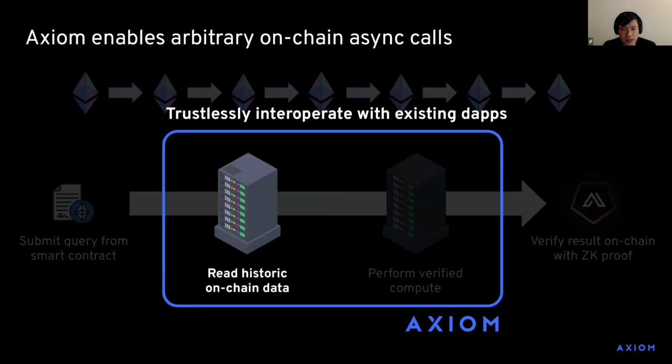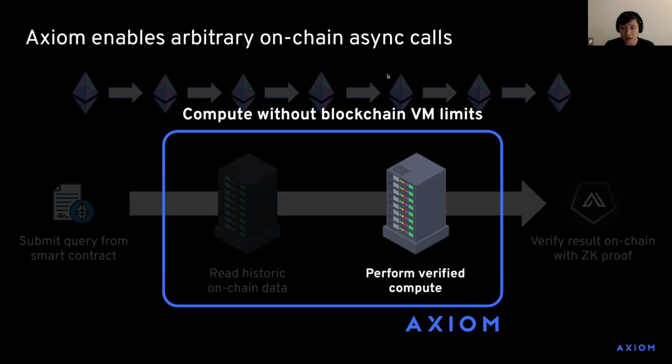So let me talk through the advantages that both of these steps give us. The first is that because we're actually reading from existing on-chain data on Ethereum mainnet, we're able to interoperate with existing applications without requiring any code changes. So unlike something like a rollup, where you have to migrate your on-chain application to the rollup to get the scaling advantages, we let you access the state of your existing application.